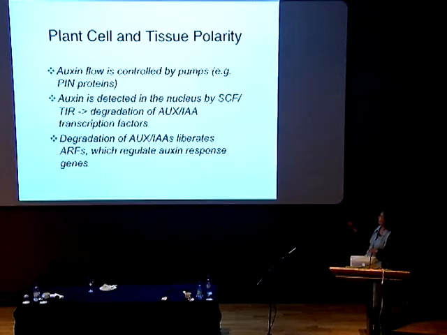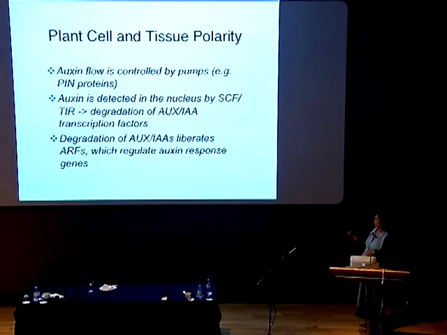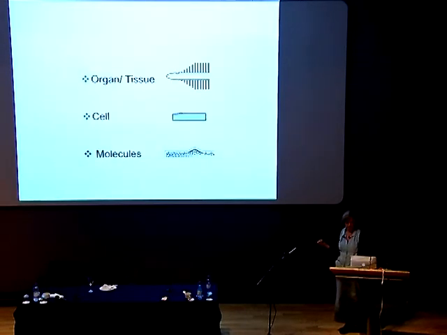And as Yuji's just brilliantly introduced, it's a good thing we swapped over, because I've been able to skip a load of stuff I would have said. We know that we have these PIN proteins controlling auxin flow, and they're giving the tissue a polarity, and I'm going to summarize some of that in a minute. And then we know from published work that auxin is detected in the nucleus by the degradation of these Aux/IAAs, such as AXR3, which I just showed you, and this can liberate auxin response factor transcription factors, and they regulate auxin response genes, and we get responses.